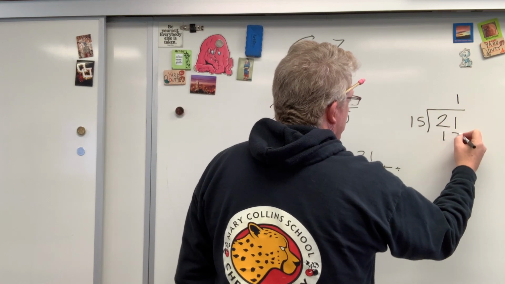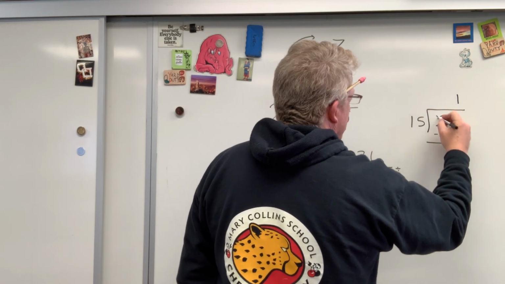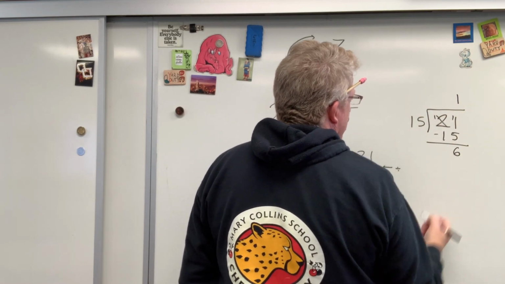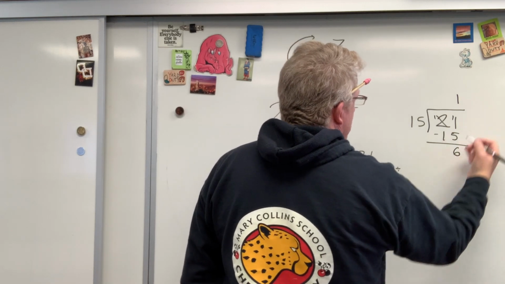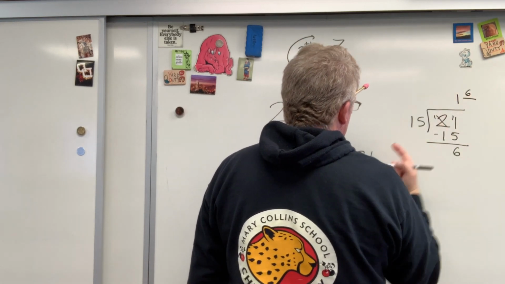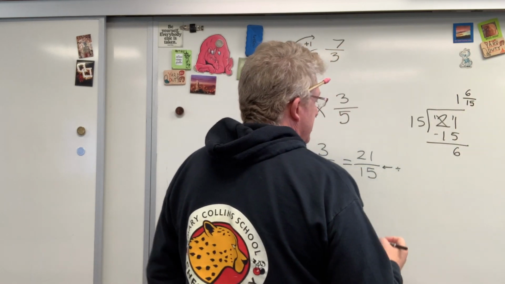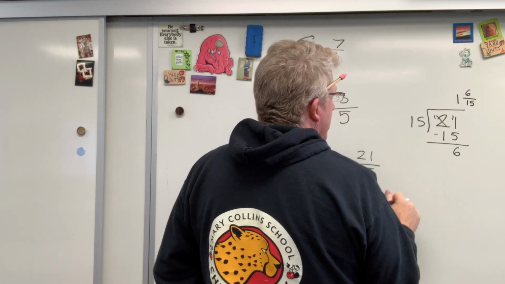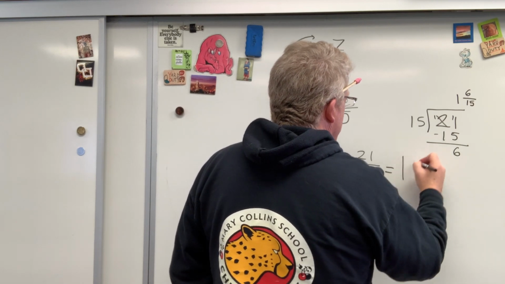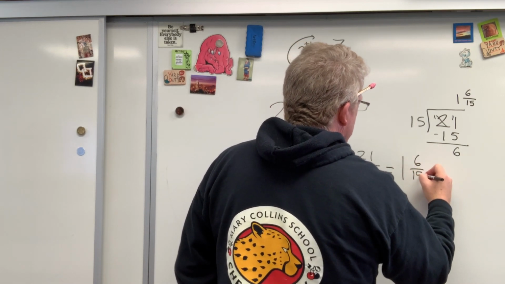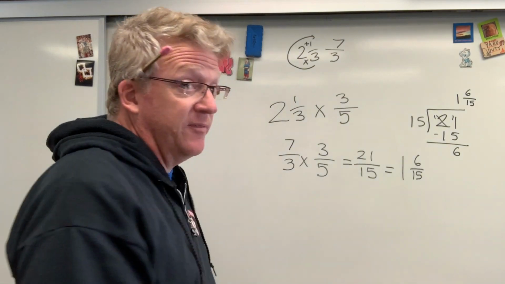1 times 15 is 15. Subtract. We got 6. This is our numerator. Our denominator stays the same. 1 6/15. All right, so this equals 1 6/15, which is a fraction that can simplify.